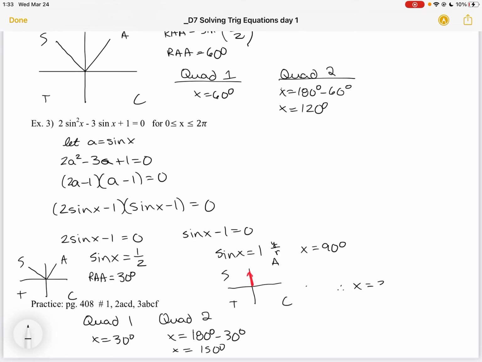So my three possible solutions for x are 30, 90, and 150.